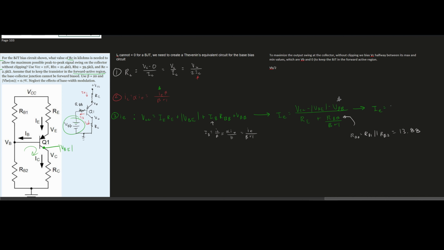So IE is equal to, we are going to have 11 minus 0.7. Then we have another value, so we'll do minus. We need to find this value. Our RE, which is going to be 2.3 kiloohms. And then we have plus the 13.88 over, and this should also be in kiloohms as well. That looks correct. So this is going to be in kilo because our RB1 and RB2 are given to us in kiloohms, and this is going to be over 21.